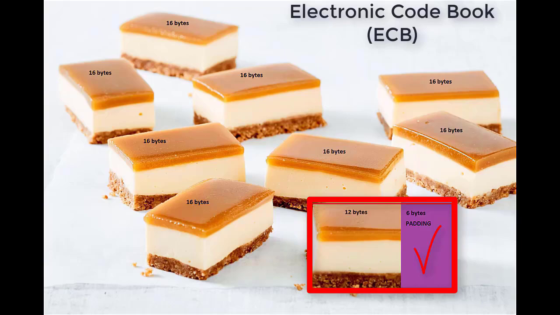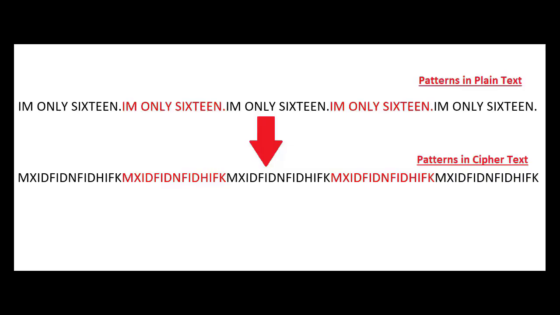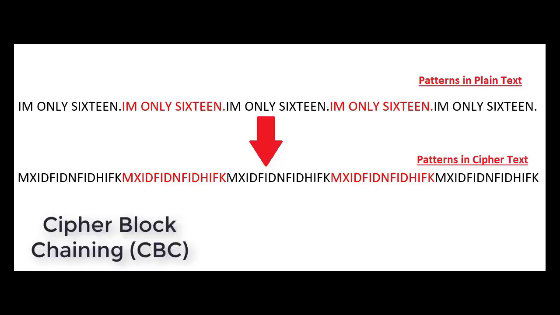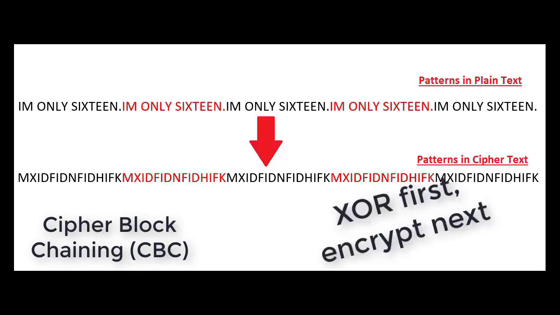There is one significant problem with ECB though. If there are patterns in the plain text, then the ciphertext will also carry those patterns. But you know, one of the goals of encryption is that the ciphertext should not be exposing any semantics about the plain text, right? So to avoid this, people came up with a new method called cipher block chaining, or CBC. In CBC, the idea is to mix up the plain text before encryption so that there are no patterns. You can think of it like a XOR first and encrypt next scheme.